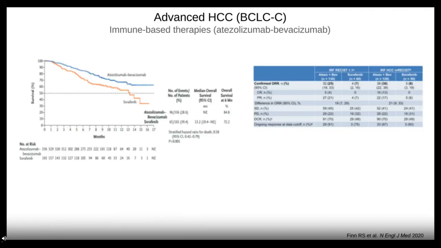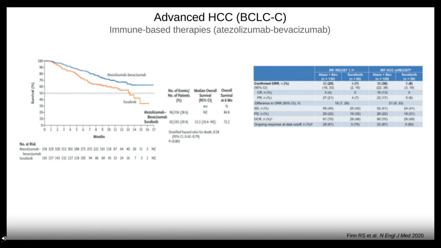The field, or let's say the management of HCC, changed significantly last year. These are the results of the randomized phase 3 trial that tested a combination of atezolizumab plus bevacizumab versus sorafenib in first line for patients with advanced stage HCC. And the relevance of these studies is twofold.